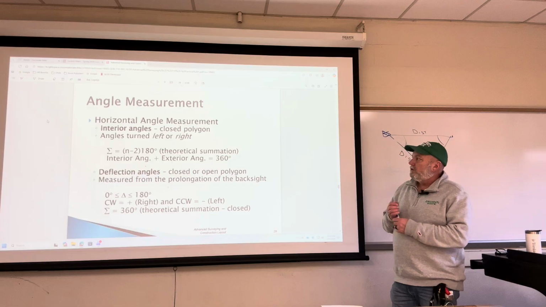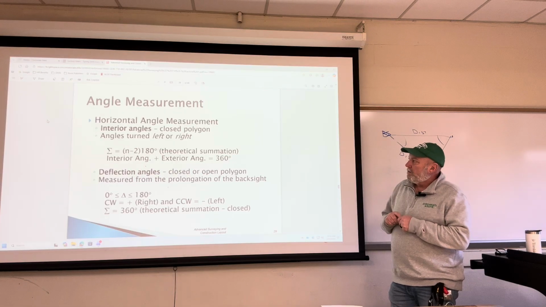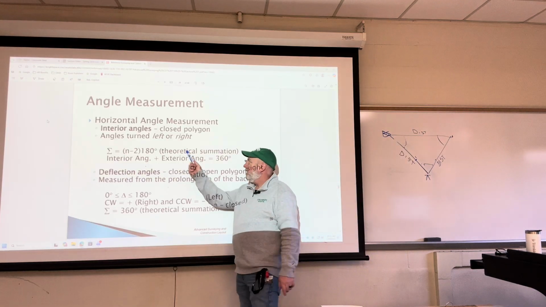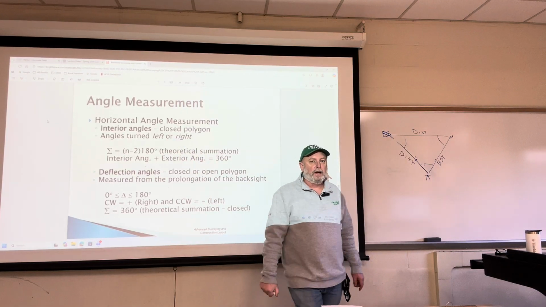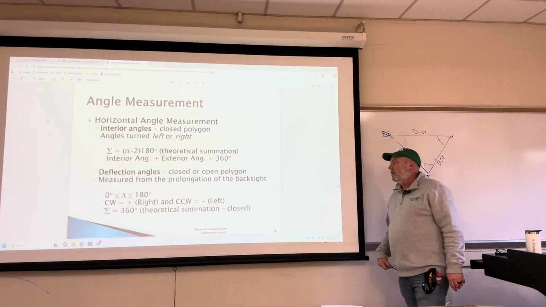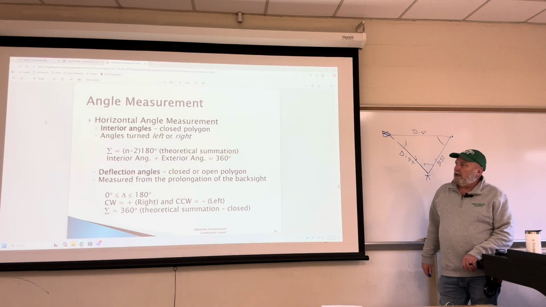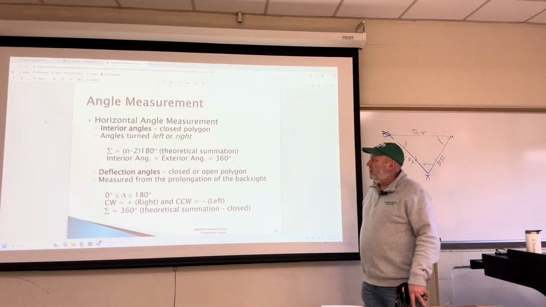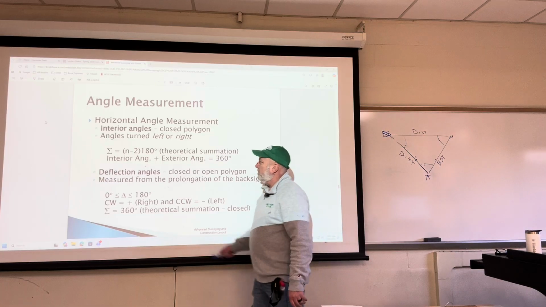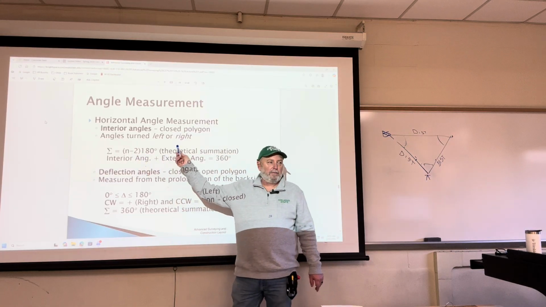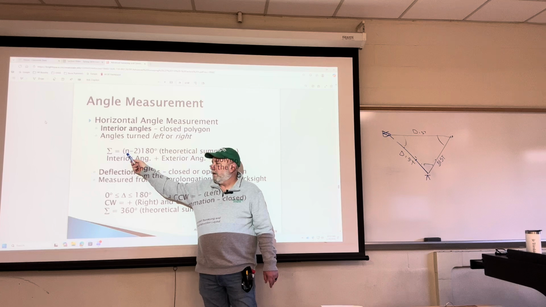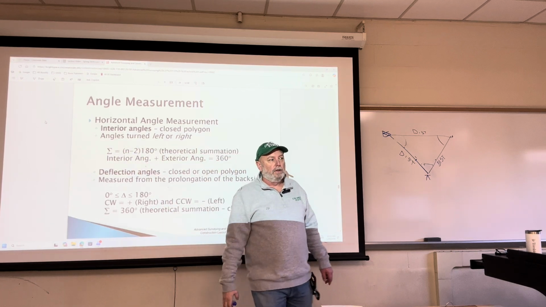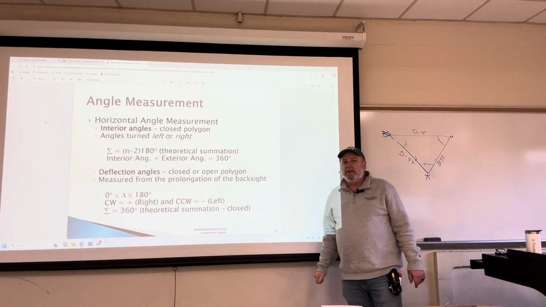So with angle measurements, we measured the interior angles of a closed polygon. Angles turn left or right. 99.999% of the time, you are always going to be turning angles to the right. When you're looking at a closed polygon, the theoretical summation of all the angles is n minus 2 times 180. I think we probably remember this from a prior class. n being the number of sides or the number of interior angles, minus 2 times 180 degrees, will equal the theoretical sum of all the interior angles of that polygon.